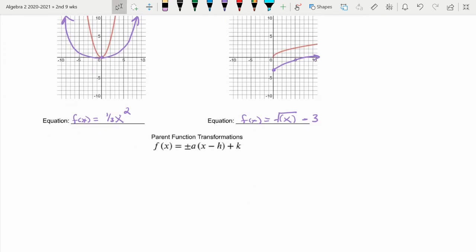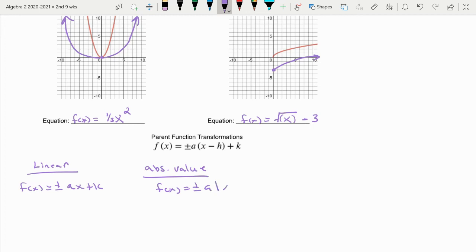Transformations. All right, so one last thing, I do want to write a few of these parent functions for you in the transformation form. So let's go ahead and start with linear, good old algebra 1. f of x equals plus or minus a x plus k. We have absolute value: a times absolute value of x minus h, and we saw this one already, plus k.